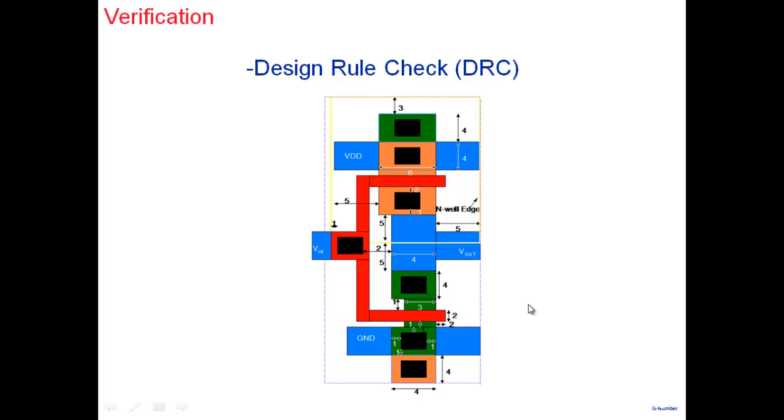And normally this design rule check is done as you do the layout. Anytime you draw a layer, the design rule checker is running in the background and will check whether the rules are being obeyed or not. So as you construct the layout, the rules are being checked. Okay, so that's one part of it.